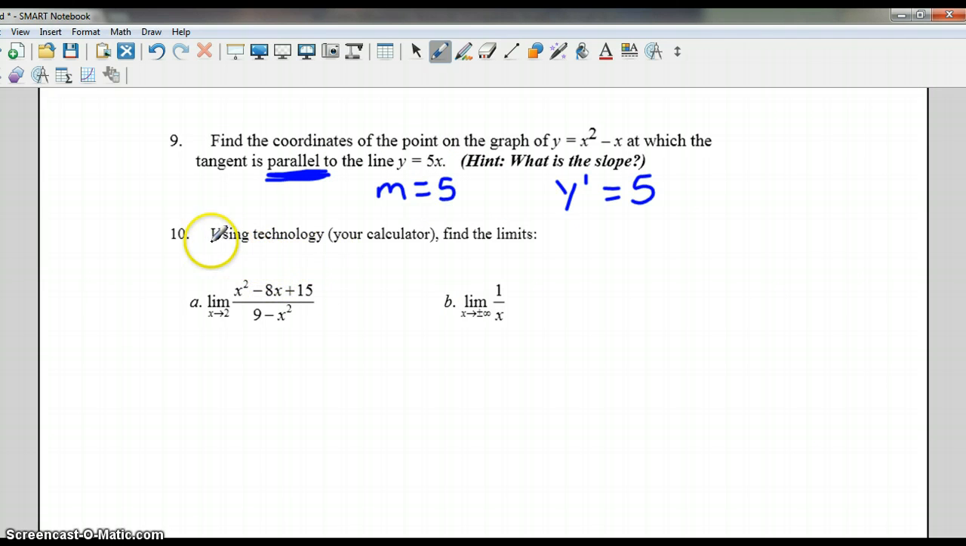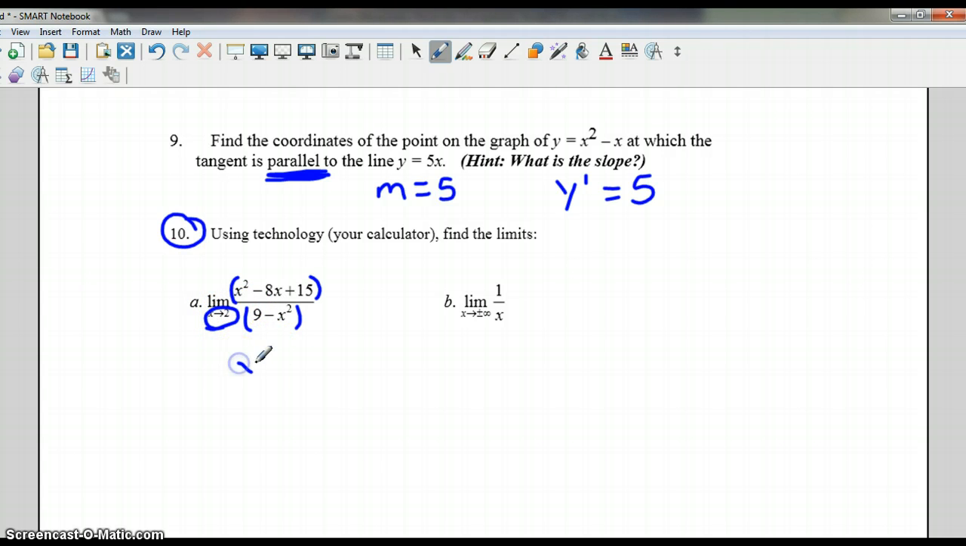Using technology. Number 10. Please do not make this harder than it is. We are going to use our parentheses correctly. So put parentheses around the entire numerator, divide by parentheses around the entire denominator, and when you graph it, what you'd like to say is what is happening as x approaches 2. So you can trace, you can push second trace, and you can actually go right to where 2 is on your calculator as your x value.